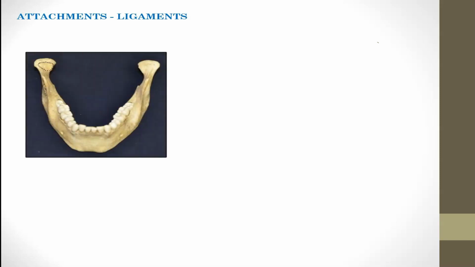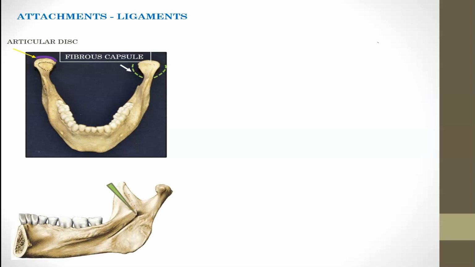Apart from the muscles, ligaments also attach to the mandible. We know mandible is the only movable bone and forms temporomandibular joint. Just above the head of the mandible, the articular disc of temporomandibular joint is related over there. At the neck of the mandible, the fibrous capsule of temporomandibular joint is attached.